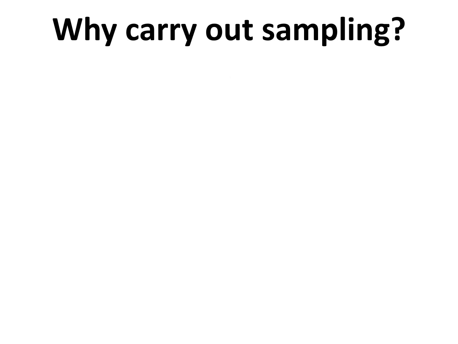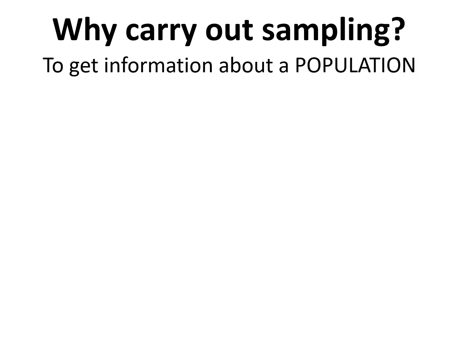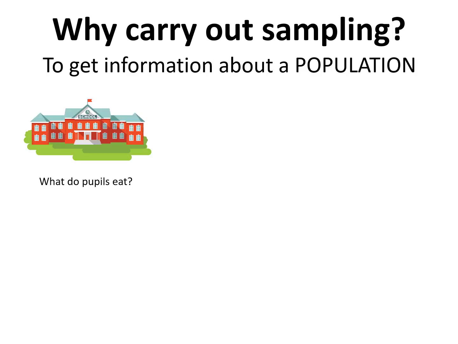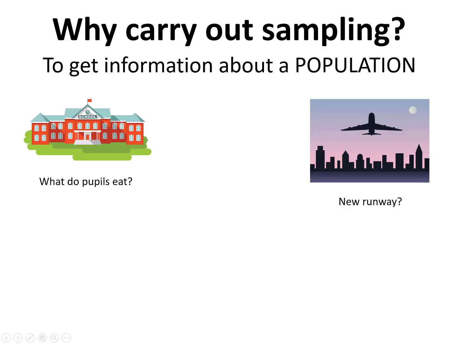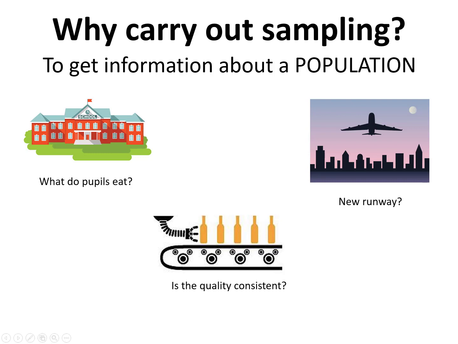Why do we bother sampling? It's to find things out about a population. For instance, we might want to know about the eating habits of pupils in a particular school, or the views of some city dwellers who are considering getting a new runway at their local airport, or something more mundane like the quality of the bottles of wine coming off the end of a production line in a bottling plant. Notice that in this last case, our population isn't actually people, it's a load of bottles. Populations do not have to be human. They can be any group of objects about which we seek information.